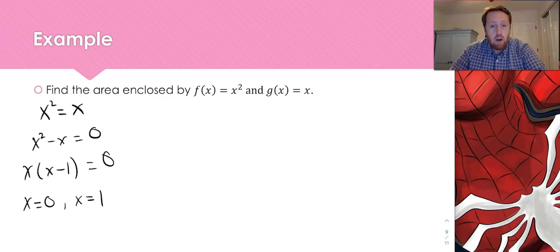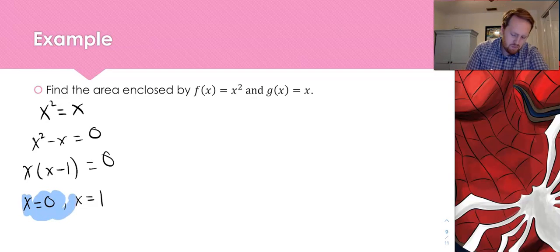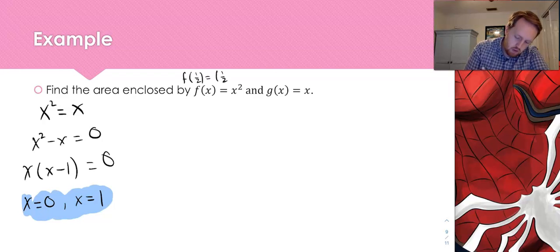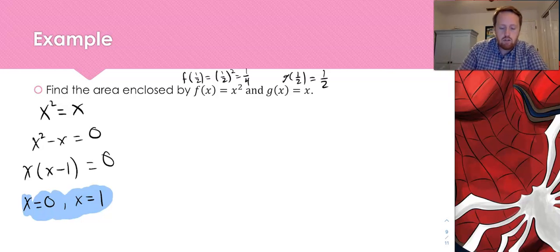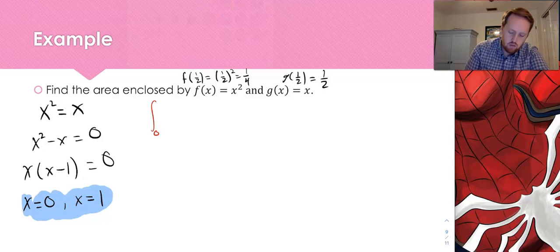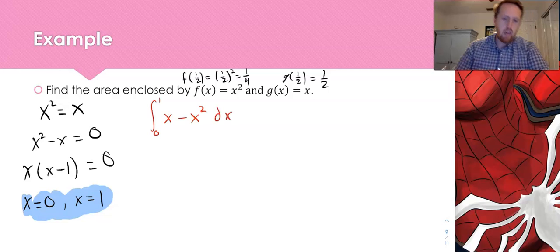Still don't know which one's on top or bottom. But if this is my interval, well, plugging in 1/2 would probably be pretty easy. Let's find f of 1/2. It's 1/2 squared, which is 1/4. G of 1/2 just is 1/2. 1/2 is greater, so g of x goes first. Got the integral from 0 to 1 for x minus x squared dx.